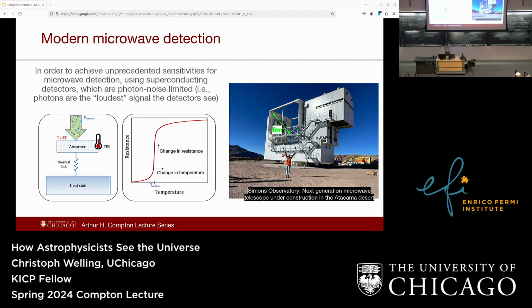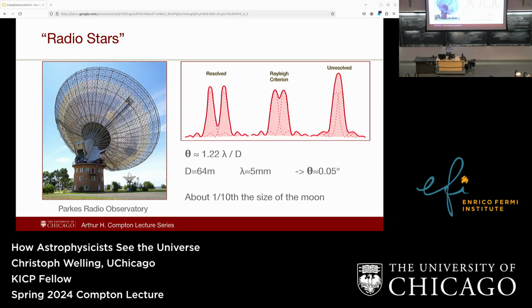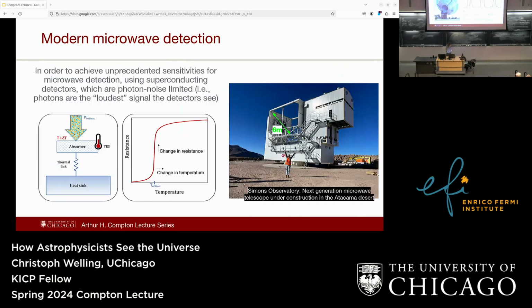Okay, one last quick thing before I hand it over to Christoph. I just want to give a quick look into modern microwave detection. In addition to building bigger telescopes, which enable you to make higher resolution measurements, this telescope is even bigger than that half-meter one. Look at this. This is gigantic, and we can resolve really, really fine images on the sky. But another thing that's going to improve our ability to do science with these detections is the sensitivity.